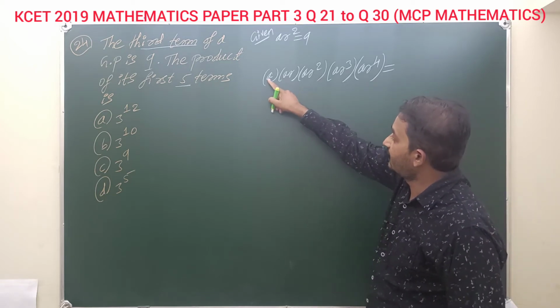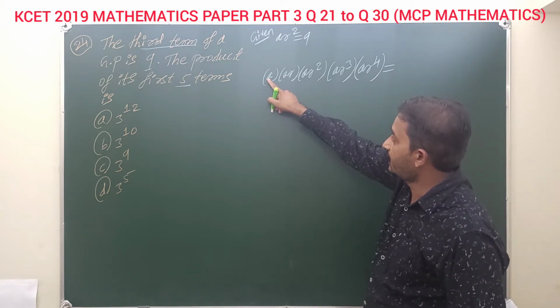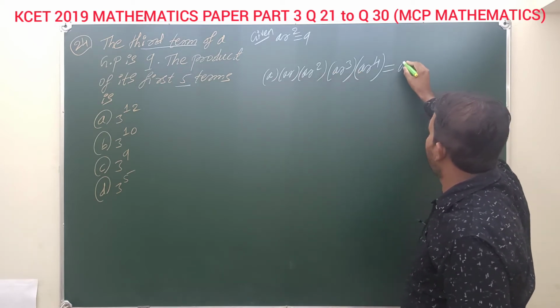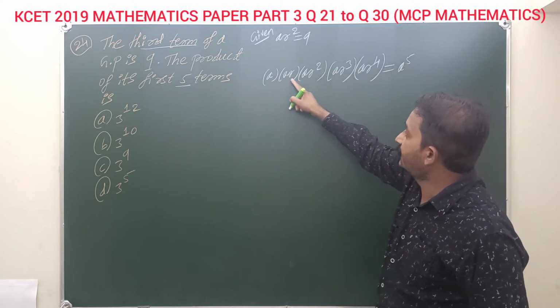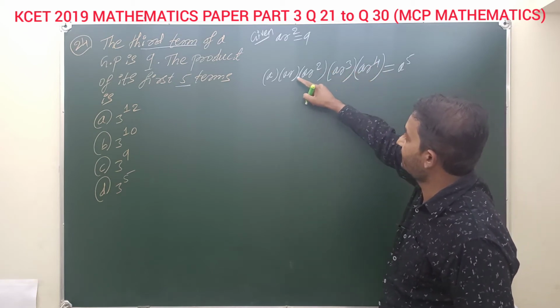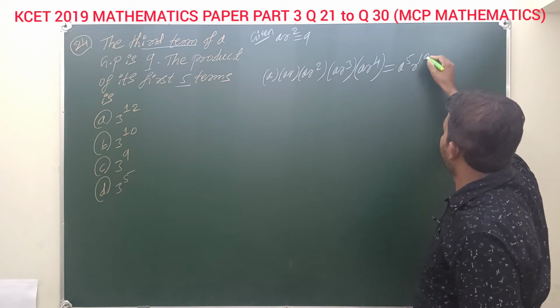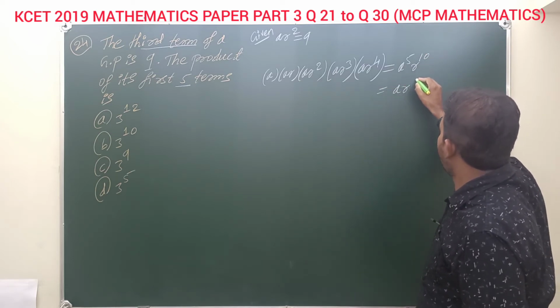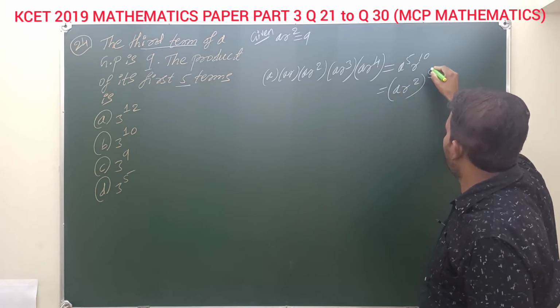Product means first we have to find the A product: A into A into A into A. So 5 A's are there, A to the power of 5, and R to the power of 4, R to the power of 3, R to the power of 2, R to the power of 1, which is R to the power of 10. So it can be written as (AR square) whole to the power of 5.